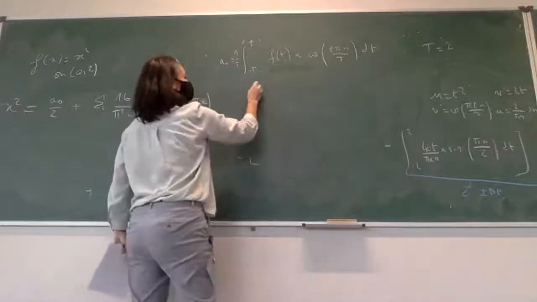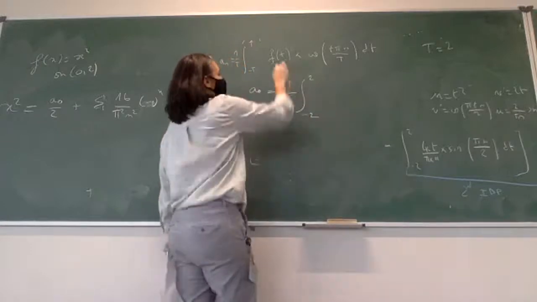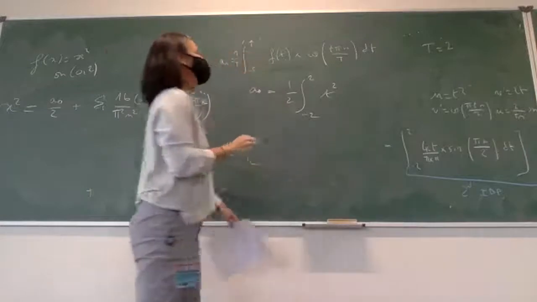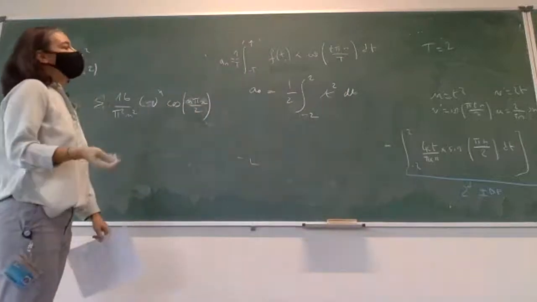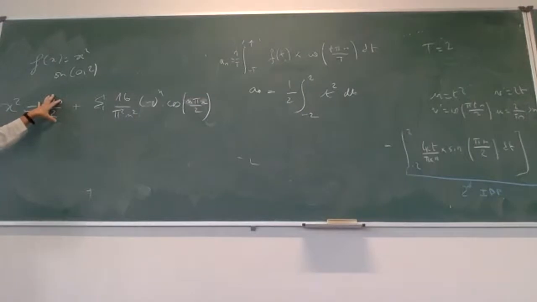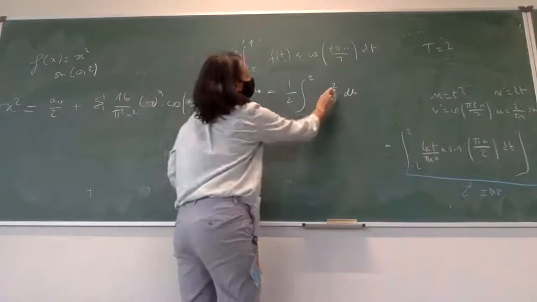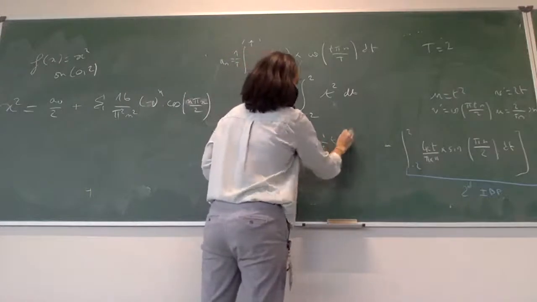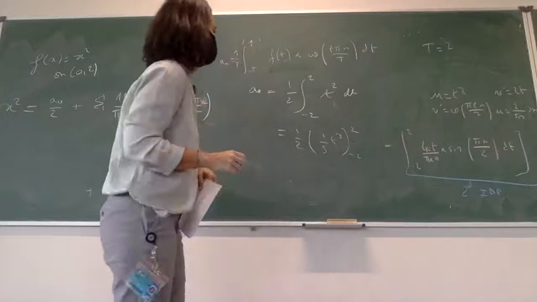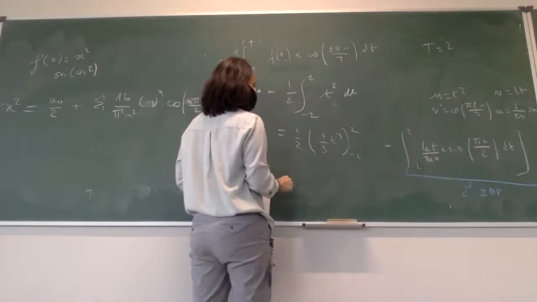So the A0, so 1 over 2, the integral from negative 2 to 2 of t squared times cosine of 0, which is 1. Okay, that term, when you divide it by 2 again, is the mean value of the square of the function on your period. So what do we get of your function, not the square? 16 over 6, so 8 over 3, so 4 over 3.